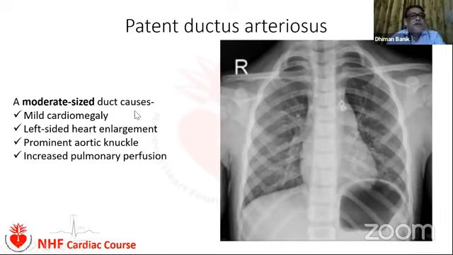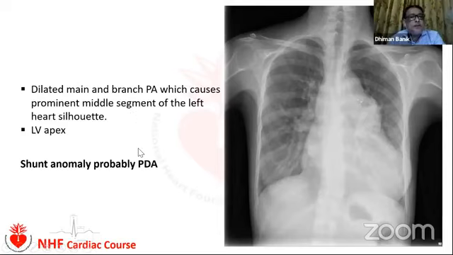In large patent ductus arteriosus, there will be dilated main and branch pulmonary arteries, which give rise to a prominent middle part of the heart, the heart size is grossly enlarged, and there is LV type apex with prominence of the aortic knuckle. This is an extra finding of a shunt anomaly, probably a large PDA.